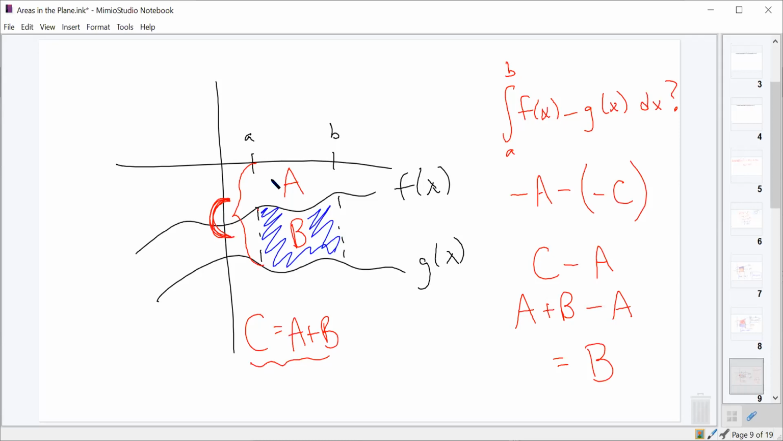So A is the area of this region, B is the area of this region, C is the area of both of them combined. And just by using what we know about integrals, the integral of f is the opposite of A, the integral of g is the opposite of C, being A plus B, we should show that this should still work, even if they're both always below the x-axis. Everybody good with that? Yes. All right.